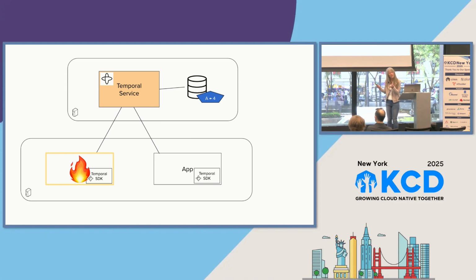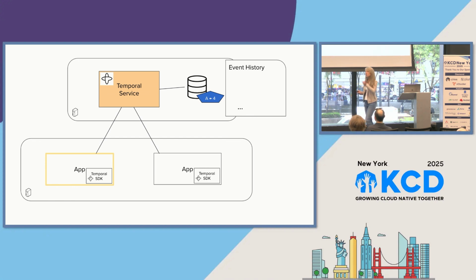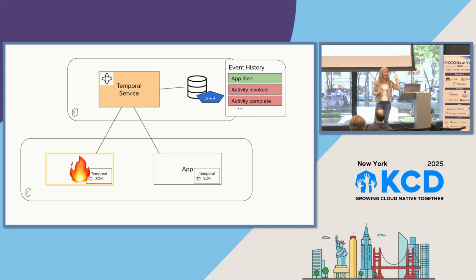So the activity returned 4, but there's another piece that I haven't told you about. In addition to storing the result of the activity, Temporal also stores an event history. So it keeps track of where you are in that execution. So it, for example, stored the fact that you started the application. It recognized when an activity was invoked. It recognized that the activity completed. And at this point, my old instance blew up. But all of that stuff is stored on the service.